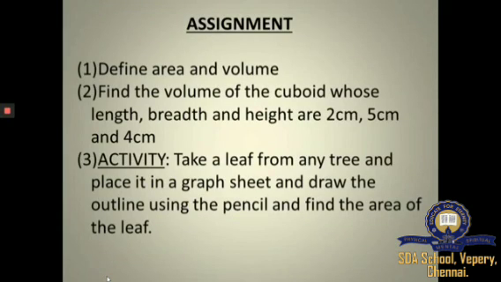Assignment: define area and volume. Find the volume of the cuboid whose length, breadth, and height are 2 cm, 5 cm, and 4 cm. Activity: take a leaf from any tree and place it on a graph sheet, draw the outline using a pencil, and find the area of the leaf. Thank you.